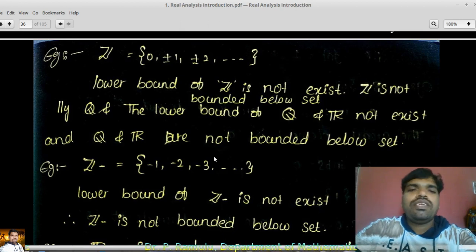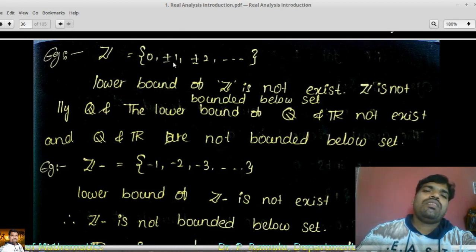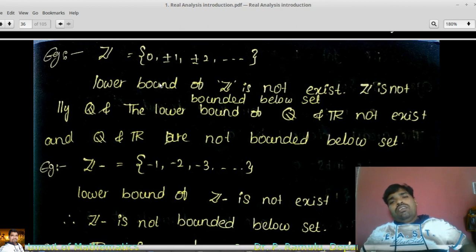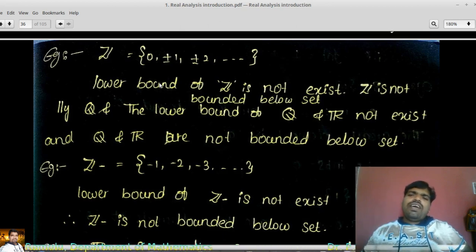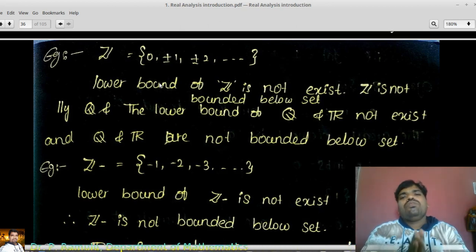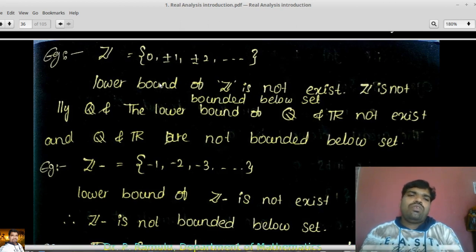If I take Z equal to 0, plus or minus 1, plus or minus 2, and so on, lower bounds of Z do not exist. That means we are unable to find any lower bound of Z. That's why we say that Z is not a bounded below set. It goes to minus infinity and to plus infinity, so it has neither lower bounds nor upper bounds.